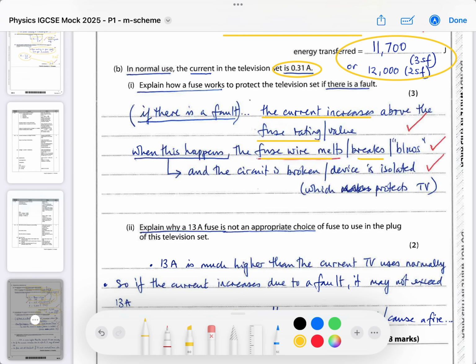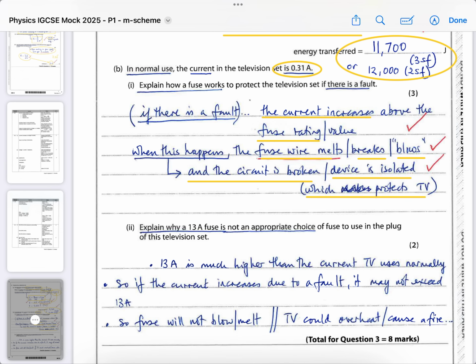Alternatively, you could put it breaks, or a technical way of saying it is it blows, which is what electricians often say. The fuse is blown means that it's melted. It's broken the circuit. So the third mark is when this happens, the circuit is incomplete or broken. Then the device becomes isolated, so it's safe. And this protects the TV and protects the people in the house as well. Okay, so that's how fuses work.